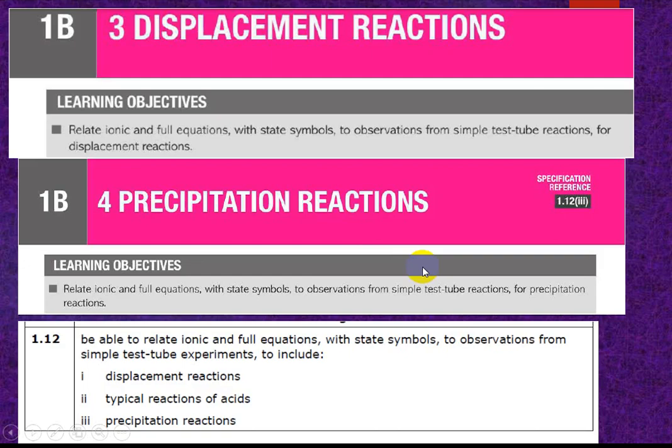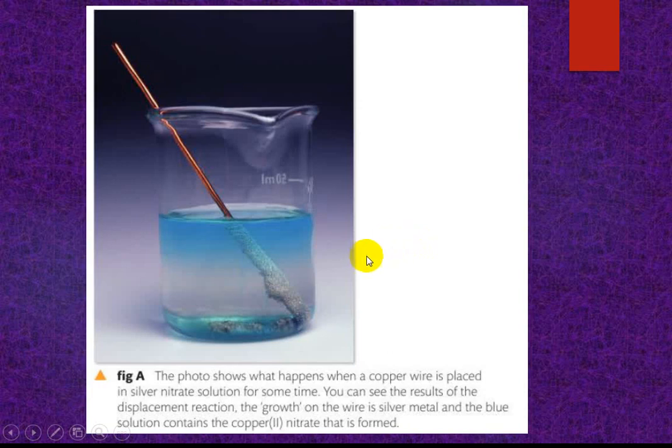Today, I will take the displacement reaction and precipitation reaction. This is 1.12 in the specification. I have shown this specification here. You'll see these things in 1.12, section 3. You'll see the precipitation reactions are given. I collected this from the specification. These are the 3 precipitation reactions. In your book this is given, specification reference. Okay, look here.